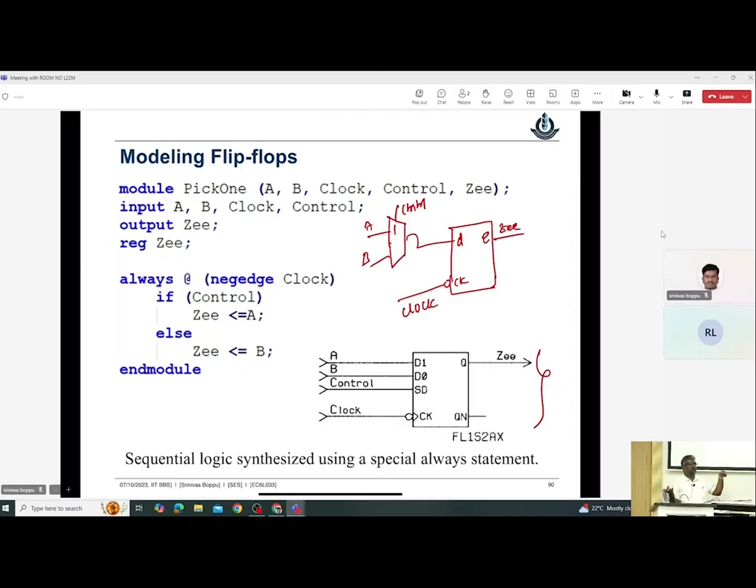And now the mux: the 0th input should be connected to D0, the 1 input connected to D1, and your select signal should be connected to the SD. So now you can think of this mux as really residing in the flip flop. Okay, it's the same thing. Good.